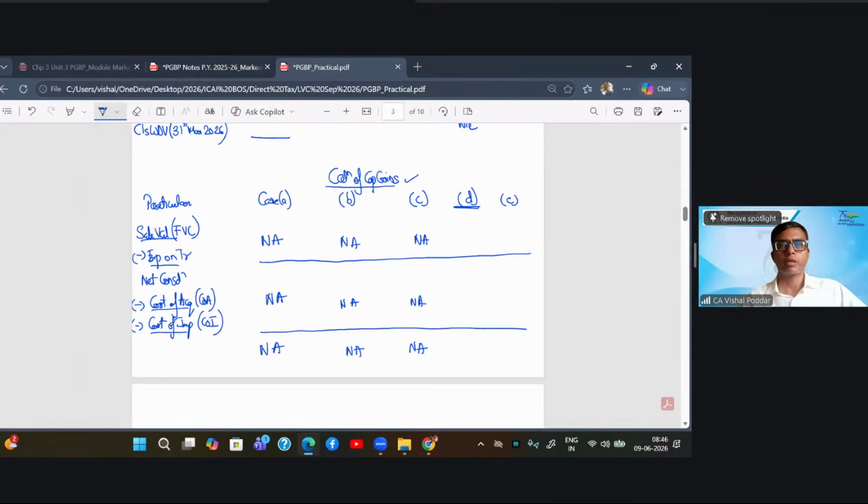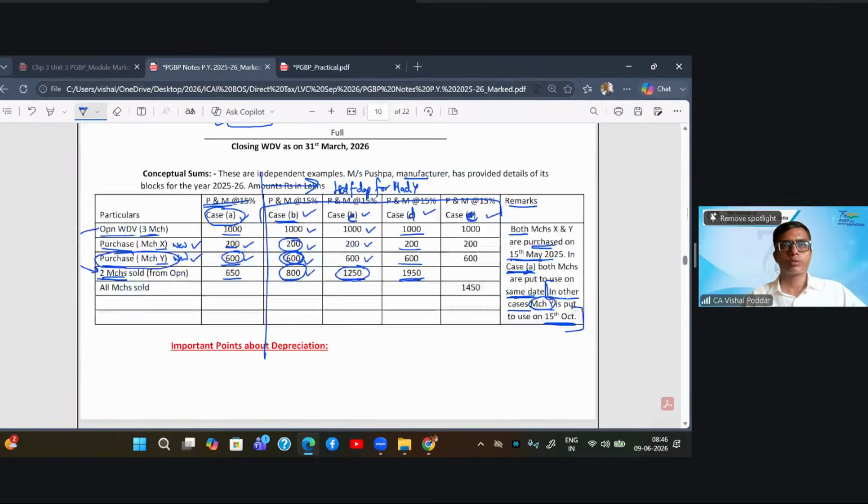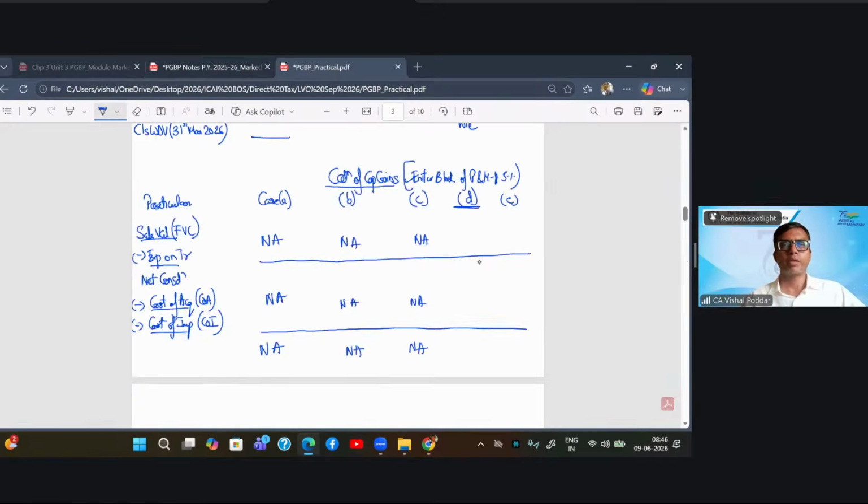And remember one thing, we are doing this for the entire block of plant and machinery 15%. We are not doing it for one or two assets. We are doing it for the entire block. And that is why we came to the calculation only when the block ceased to exist. Why ceased to exist? Because the WDV has become nil. Correct? So what is the value? Sale value is 1950. Is there any expenses given which you have incurred for selling the asset? No. So my net consideration is 1950.